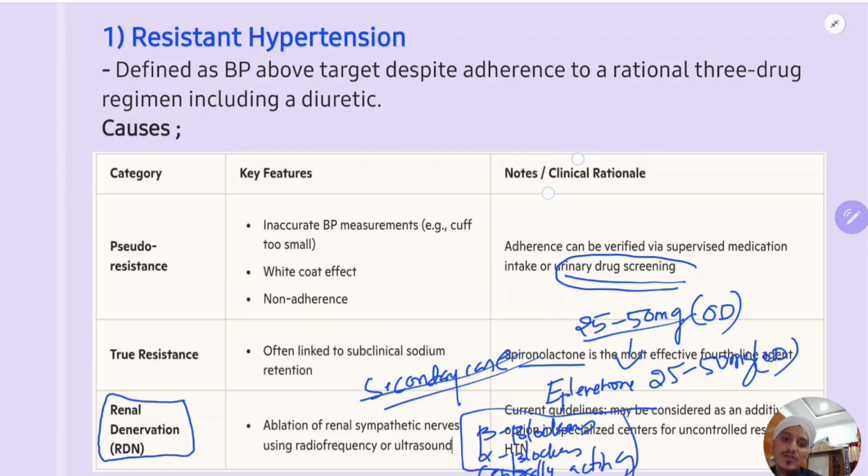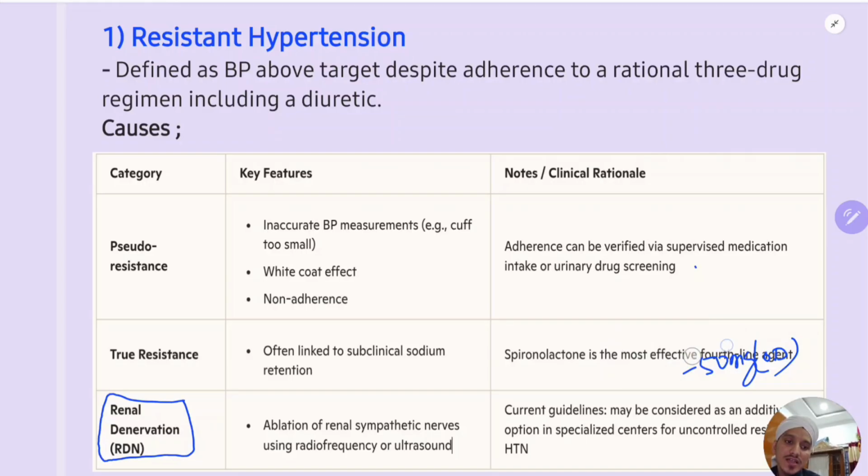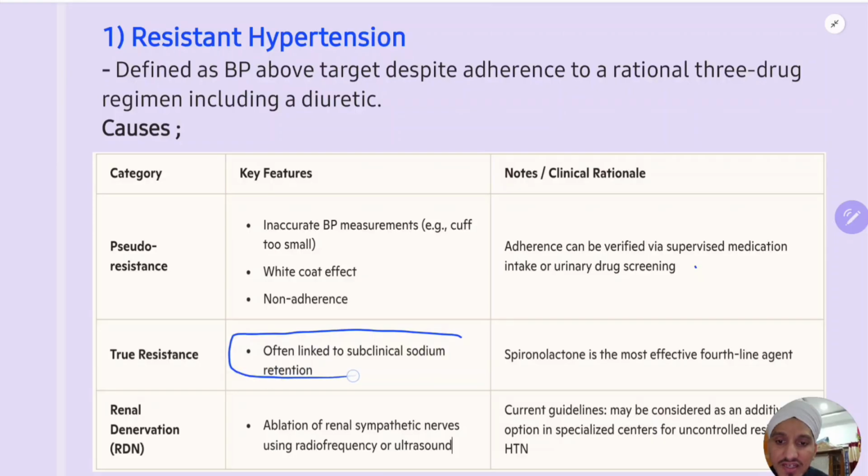Why is the drug of choice spironolactone in resistant hypertension? Because when you are giving an ACE inhibitor or ARB, the main cause is often linked to subclinical sodium retention. This is the main cause. But one more important thing is that there is increased aldosterone in these patients with resistant hypertension.